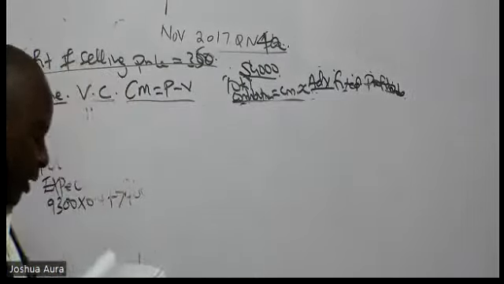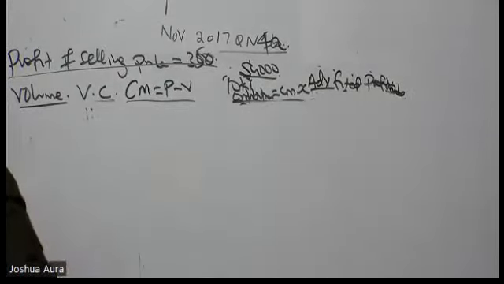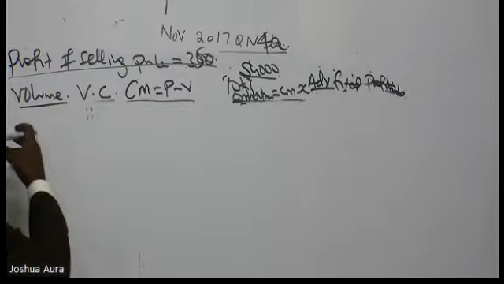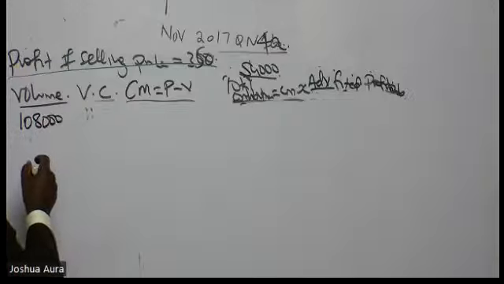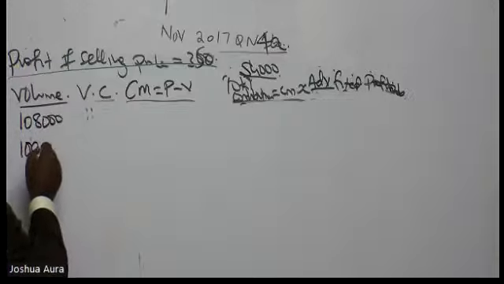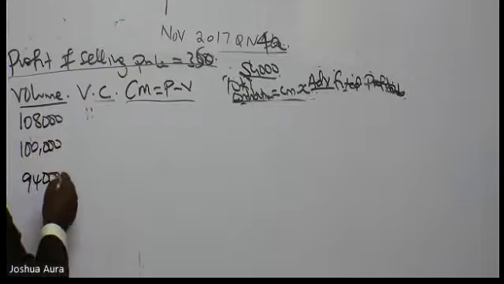So I can see here that we have sales volume. The sales volume, we have 108,000. We have 100,000. Then we have 94,000, like that.